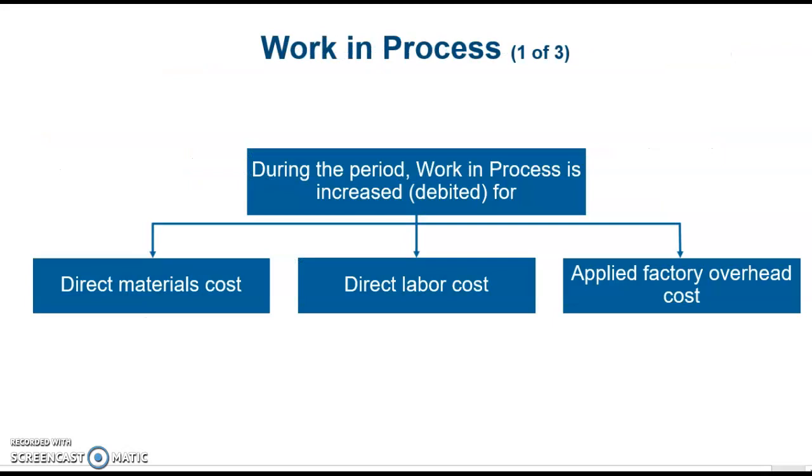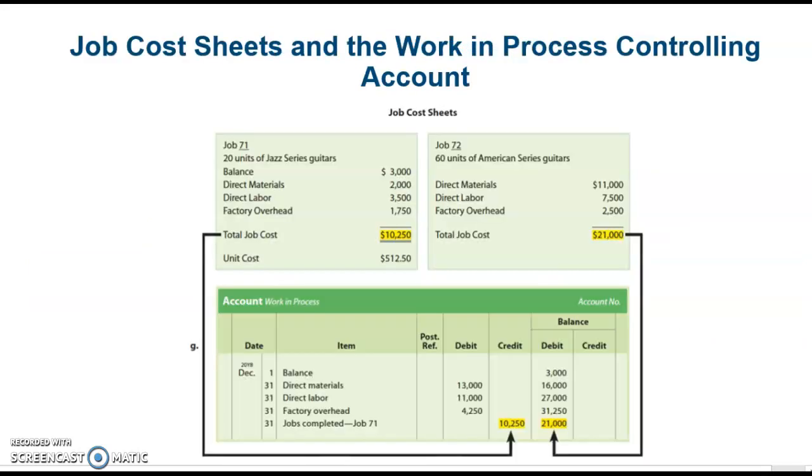Okay, let's talk about work in process. Work in process, all three of these are categories of assets. So when we move direct materials into a job, we're going to debit work in process. When we record direct labor, we're going to debit work in process. And when we apply factory overhead cost, we're going to debit work in process.